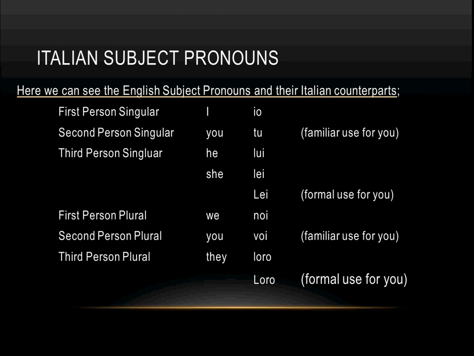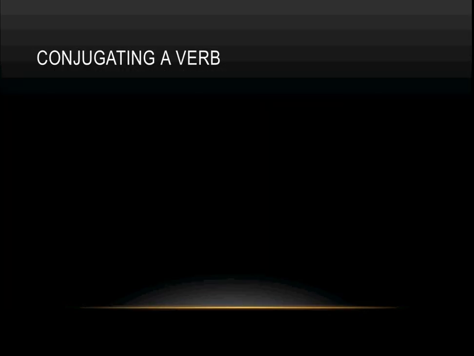The formal you is grouped in with he and she because it's conjugated. The verbs are conjugated the same way as they would be for lui or lei. First person plural in English is we. In Italian is noi. The second person plural for English is you. For Italian is voi. And the third person plural is they in English, and loro in Italian. Loro can also be the formal use for you in a plural sense.